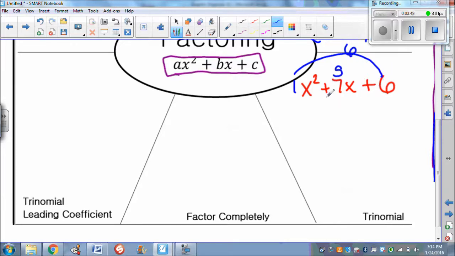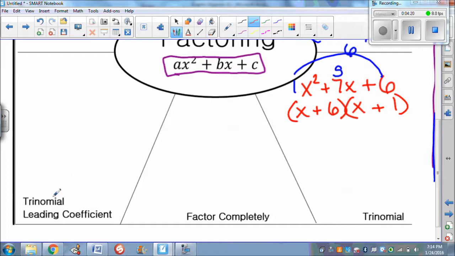Because that 1 really doesn't affect anything when I'm multiplying, you can go right into what times what is going to give me x squared, and it's x and x. And now I need to think about products of 6 that are going to sum to 7. So I know that that's going to be a plus 6 and a plus 1. Pretty basic, pretty easy.